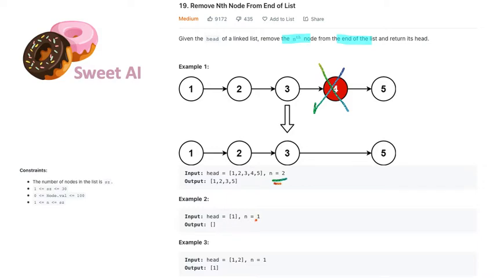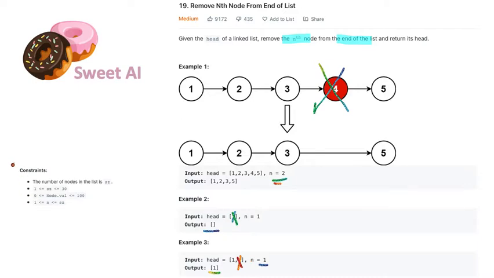In this example, we are going to remove the first node from the end of the linked list, and it's going to be an empty list. And n is 1, we are going to remove the first node from the end of the list, and this is the linked list after removing the first node.